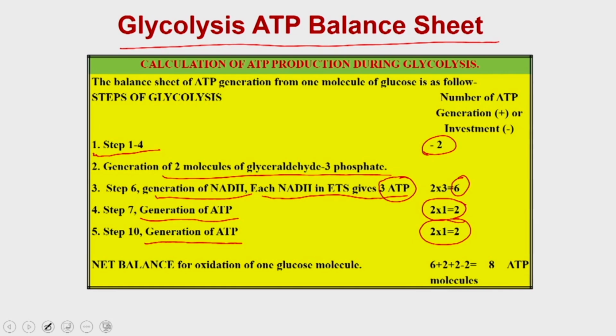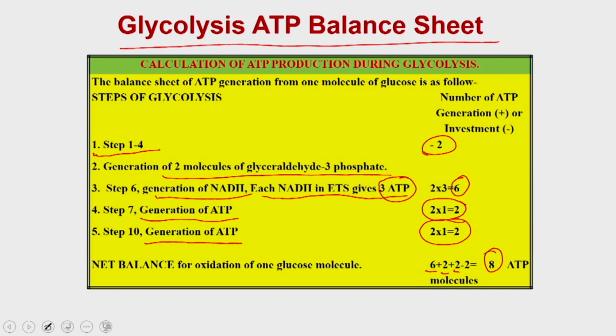So, what is the net balance? If you take a single molecule of glucose, what you have generated is 6 plus 2 plus 2, which is 10, minus the 2 ATP molecules you consumed in the initial 4 steps, where you are activating the glucose. So, at the end, when one glucose molecule is oxidized in glycolysis, you are generating 8 molecules of ATP.